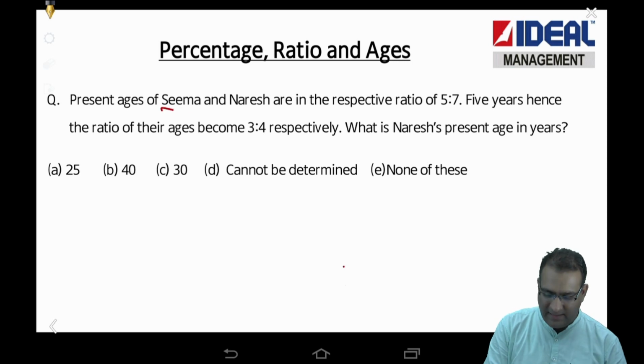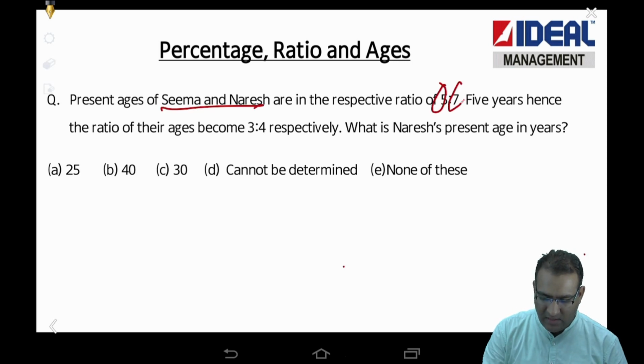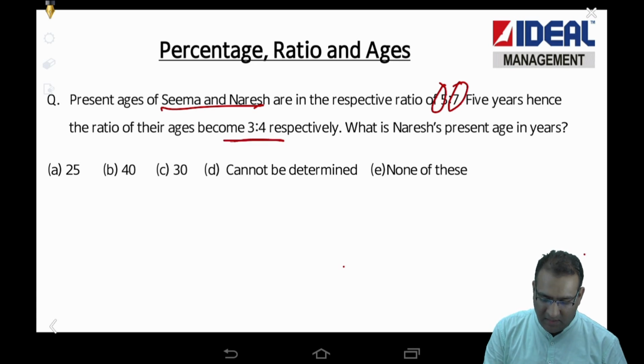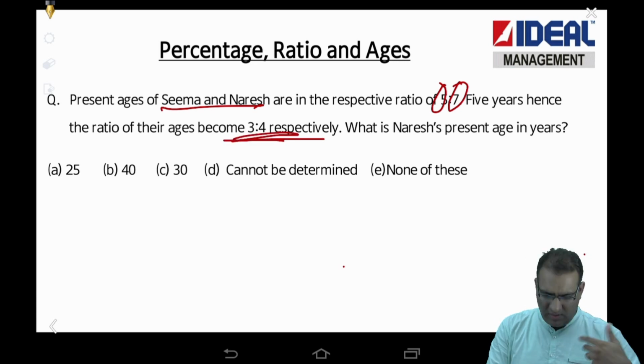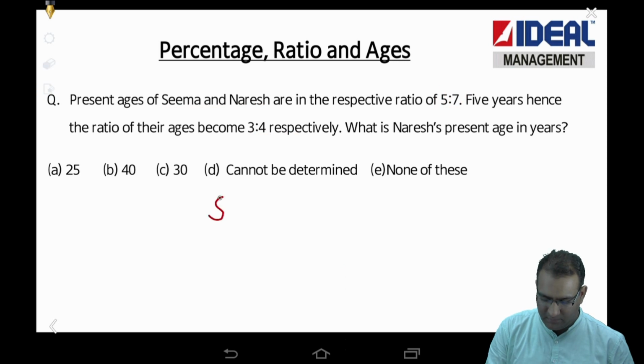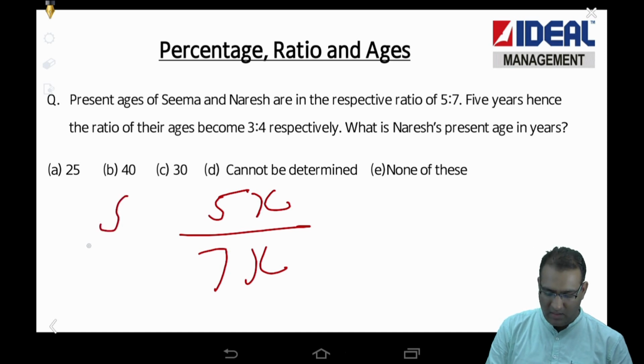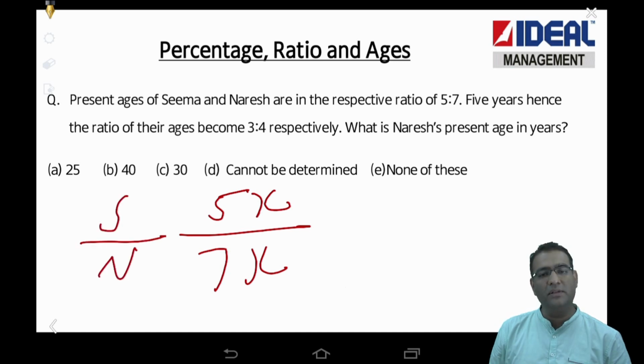Present ages of Seema and Naresh is given. So let's say this is Seema and this is Naresh. 5 years afterwards, their ages will become in this ratio. So see, the normal method would be Seema and Naresh ka present ages. So this is Seema. See, I am not going to take much time on this. I'll just form the equation, solve it on your own.